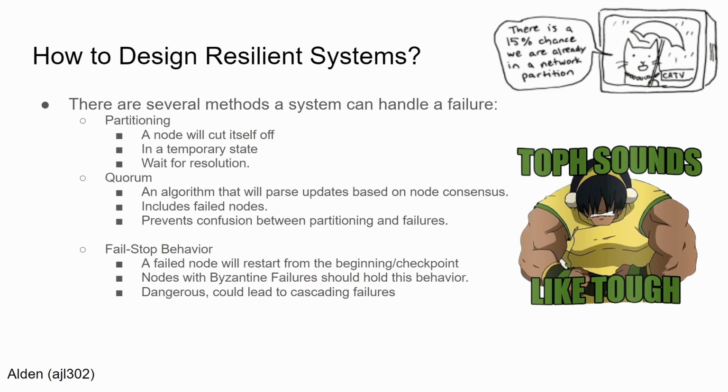A third way to handle failures is with a fail-stop behavior. This is where a failed node will restart from either the beginning or a checkpoint. Nodes that have Byzantine failures will also hold this behavior. However, this can be dangerous and could lead to cascading failures.